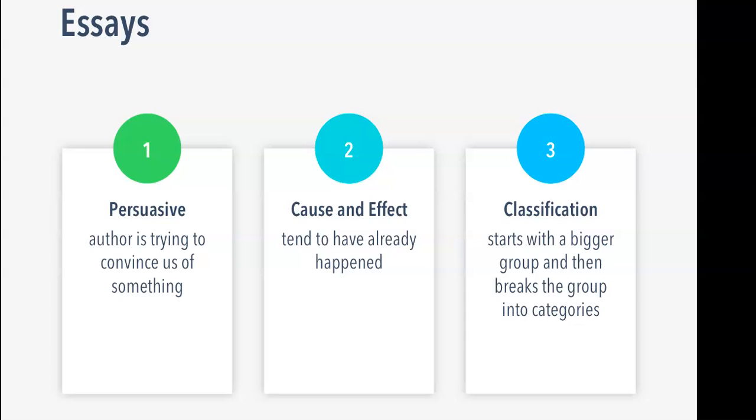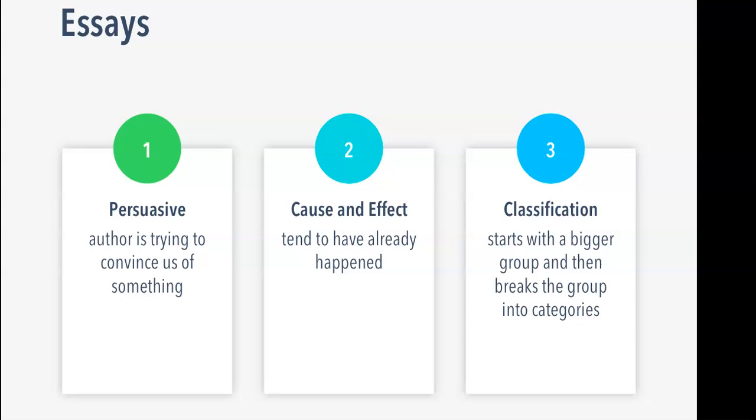Okay, a persuasive essay is one in which the author is trying to convince us of something. They back up their opinions with facts, data, and examples. Cause and effect essays are very similar to persuasive, and they can easily be confused. Cause and effect tend to have already happened, such as if you were talking about a war or an election, while a persuasive essay is trying to convince you of an opinion or a point of view. And I believe that was one of our questions as well, how to differentiate persuasive and cause and effect.